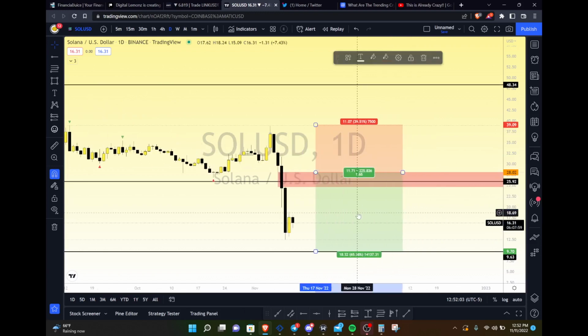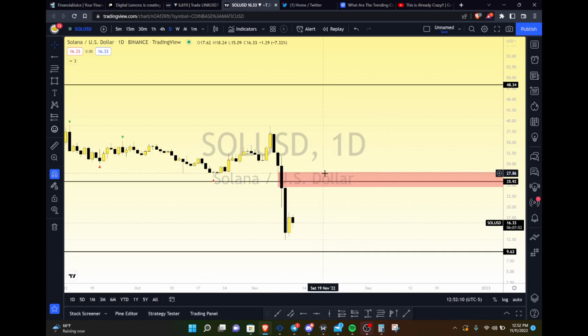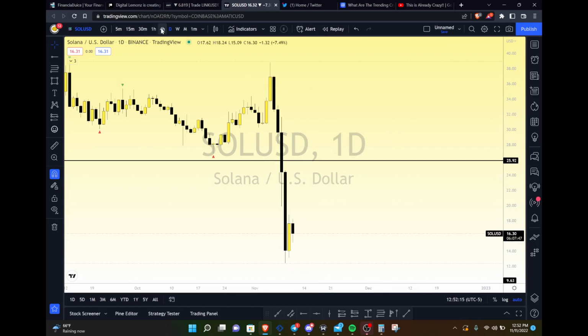Let's go on the smaller time frame. We're going to keep this same level though. We're going to keep this same level that we found on the daily on the chart, and we're going to keep the horizontal levels as well, the ranges. We'll take away the FVG. Let's go on the 4 hour.